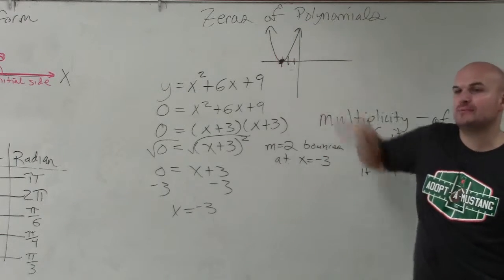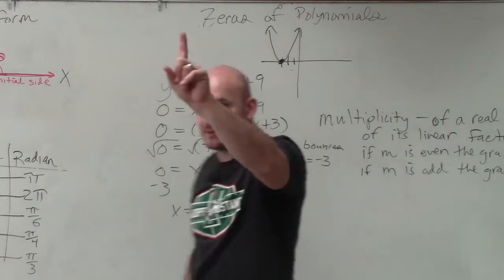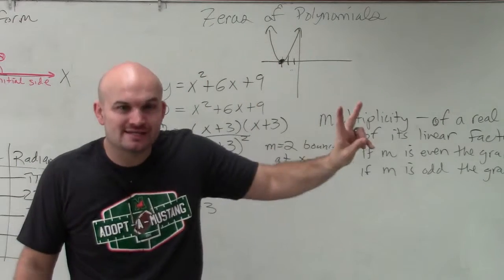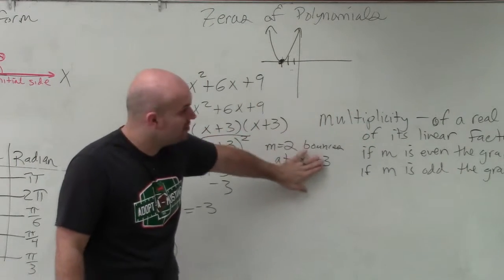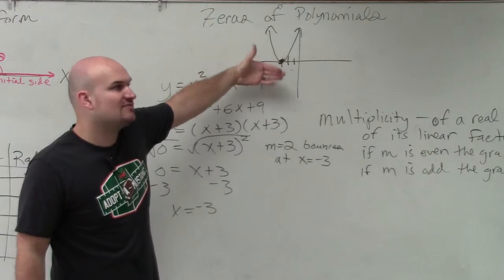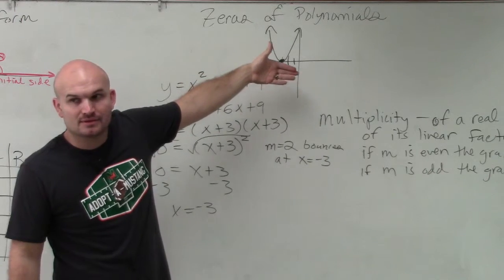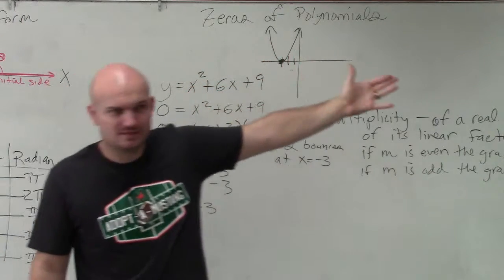Do you guys see how that represents it? It's still one x-intercept. However, it occurs twice. So since the multiplicity is 2, that tells us it still satisfies our two solutions. Kind of makes sense? A little bit? Yes or no?